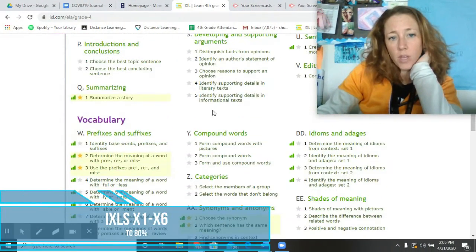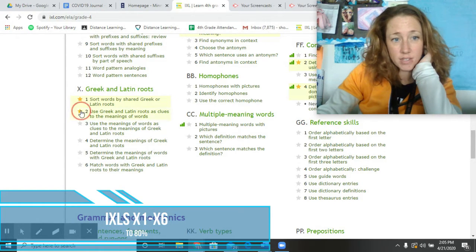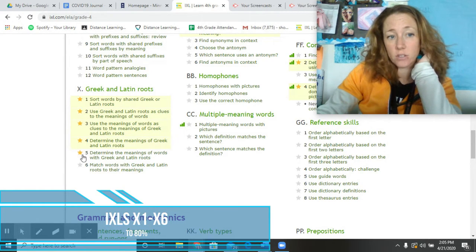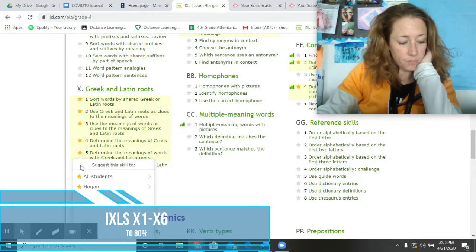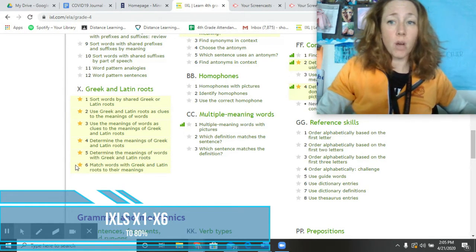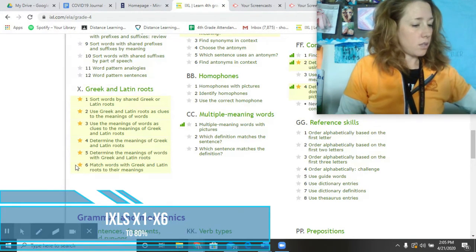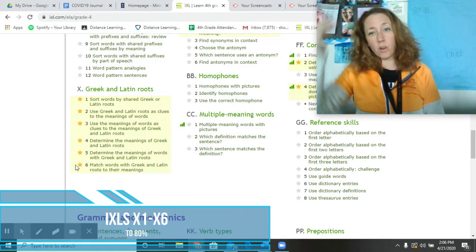Okay. We are working on X1 through X6 because it's all Greek and Latin roots that we've been talking about. So work on this today. We'll work on this tomorrow. If you don't finish, you can work on it over the weekend. And we'll add one more on Friday.